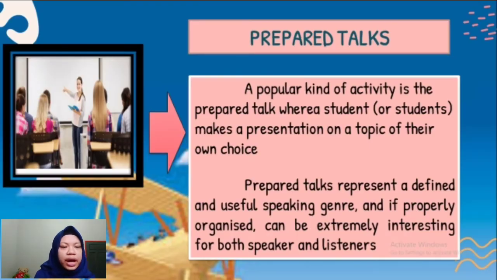Okay, move to prepared talks. A popular kind of activity is the prepared talk, where a student makes a presentation on a topic of their own choice. Such talks are not designed for informal, spontaneous conversation because they are prepared. If possible, students should speak from notes rather than from a script. Prepared talks represent a defined and useful speaking genre, and if properly organized, can be extremely interesting for both speaker and listeners.